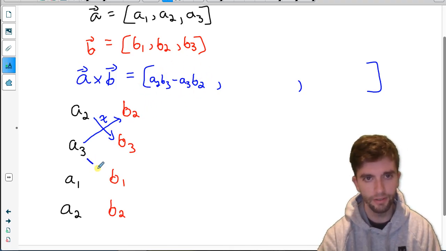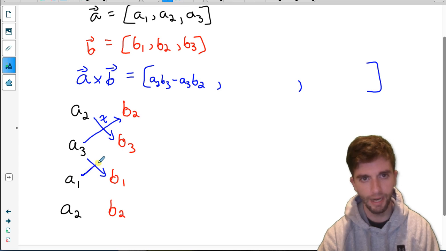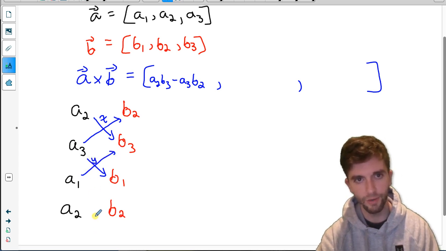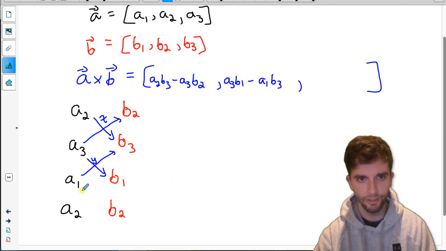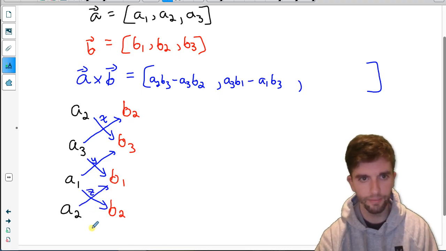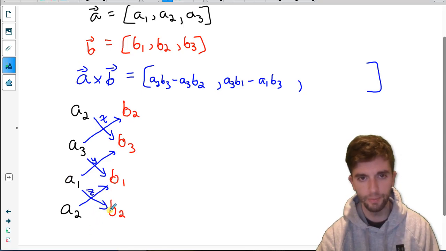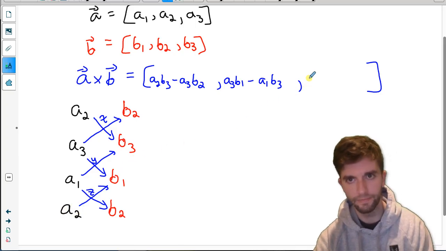To get the y component, I do the product of those 2 minus the product of those 2, and that gives me the y component. a3b1 minus a1b3. And lastly, to get the z component, I do the product of those 2 minus the product of those 2, and that gives me the z component of the cross product. a1b2 minus a2b1.